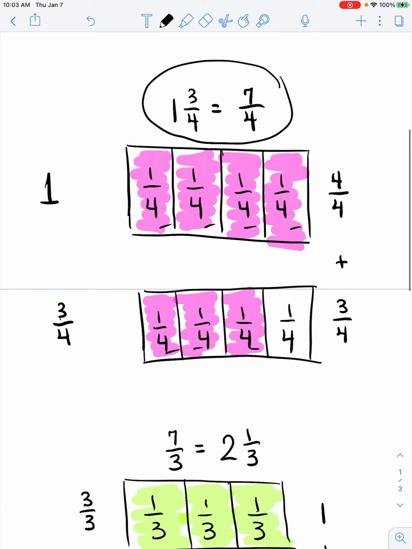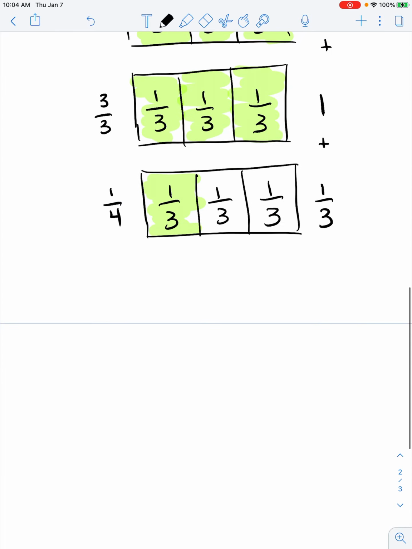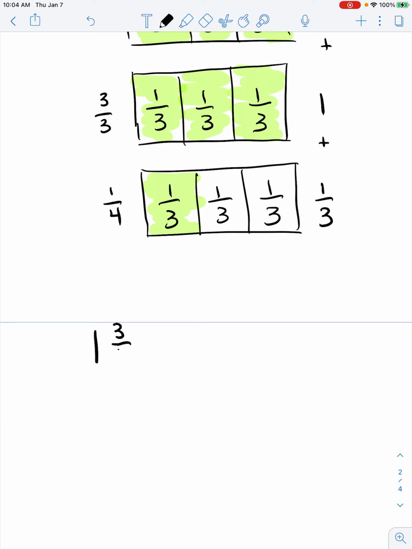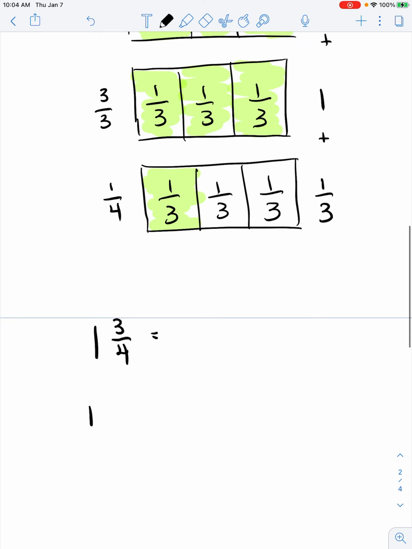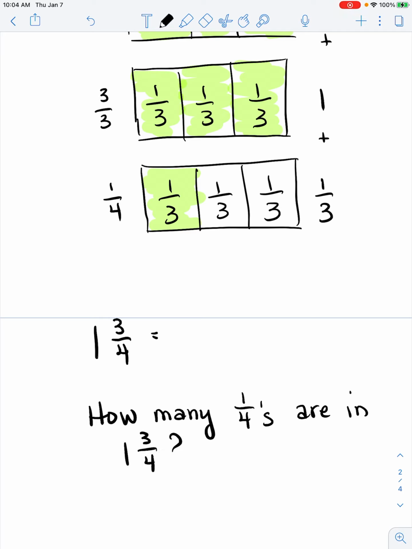So the first one is 1 and 3/4. I want to know what 1 3/4 is as an improper fraction. So the first thing I need to do is I need to have an internal dialogue with myself. I need to ask myself, how many fourths, right? How many 1/4 are in 1 3/4? Why am I asking myself that question?